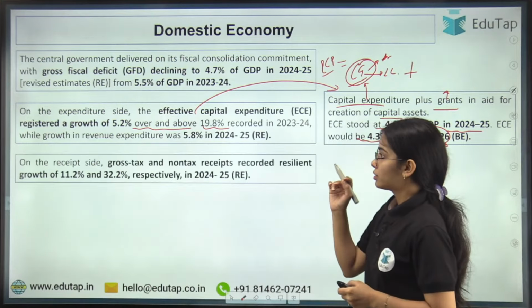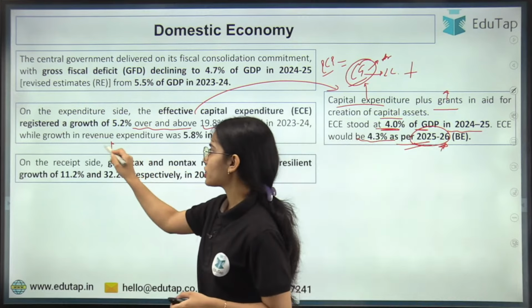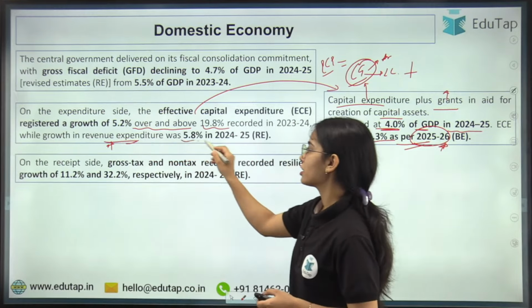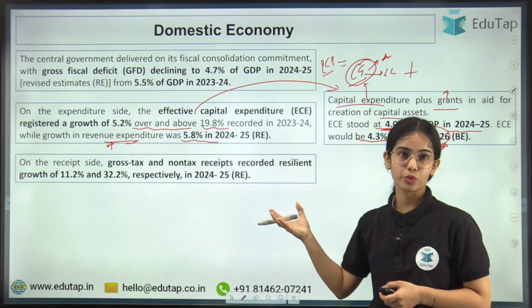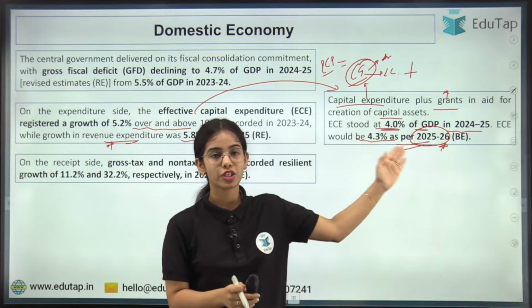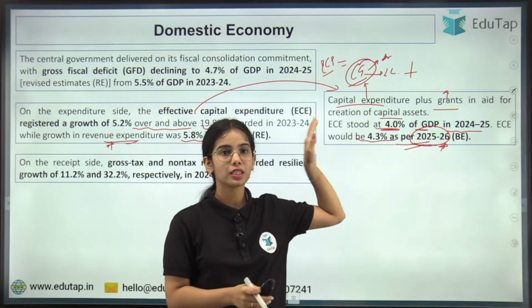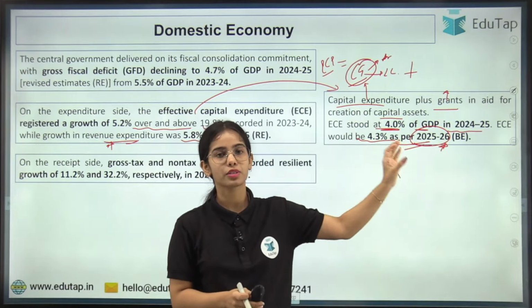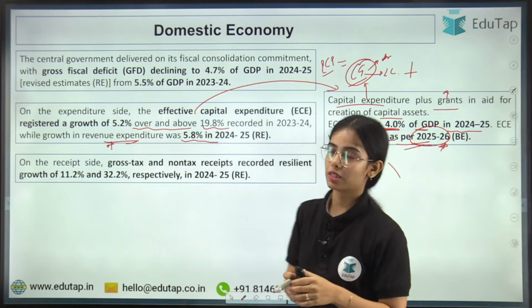Next is growth in revenue expenditure. The revenue expenditure has also increased by 5.8% in 2024-25. Just remember the effective capital expenditure: 4% of the GDP in 2024-25, and the government is targeting 4.3% of the GDP in 2025-26.